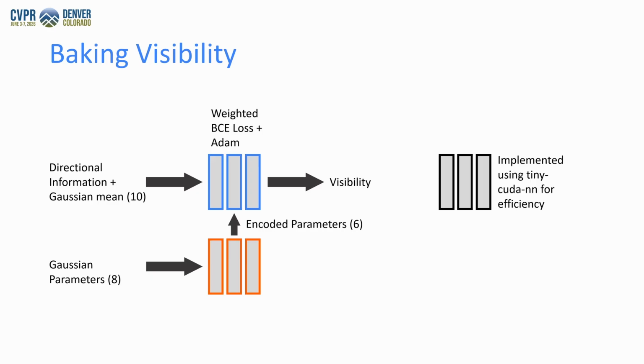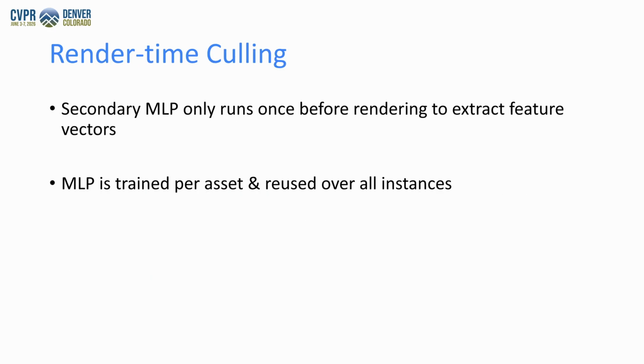This feature vector is learned by a secondary MLP that takes in the original Gaussian parameters as input and outputs a 6-dimensional feature vector. We chose this architecture to ensure the inputs to the visibility MLP are a multiple of 16, as tiny-cuda-nn has efficiency breakpoints at these values. We then use binary cross-entropy loss and per batch weighting to account for the number of times a Gaussian occurs in each batch. We want to emphasize that the secondary MLP needs to be run only once before rendering, after which only the visibility MLP is needed.